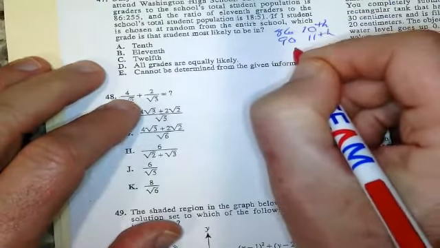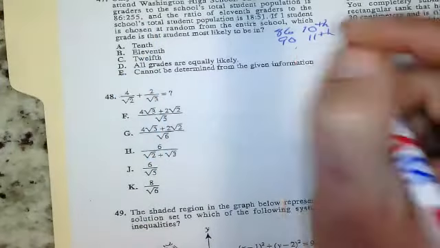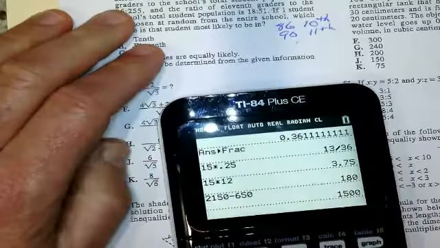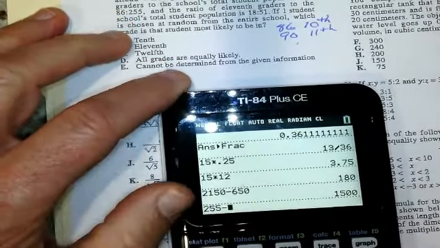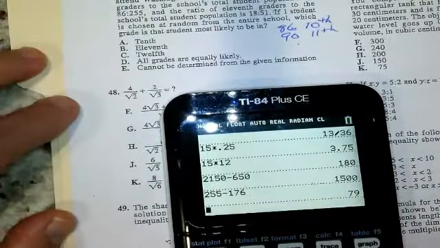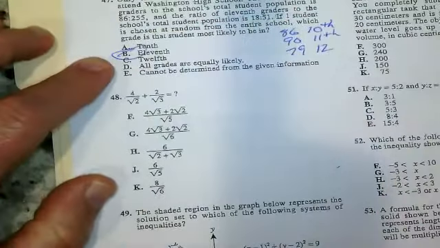If I add these two together and subtract from 255, let's see. I forgot what that number is off the top of my head, so let's do this real quick. So I've got 255 minus 176. That's the sum of those two numbers. That's 79. So there's 79 seniors. So the most there are juniors. That answer for 47 is B.